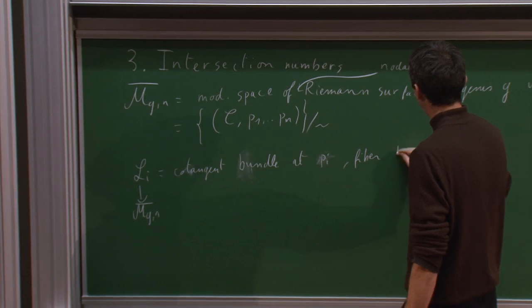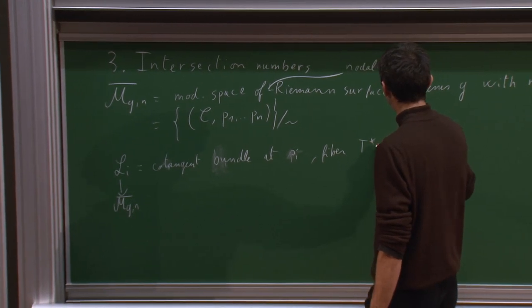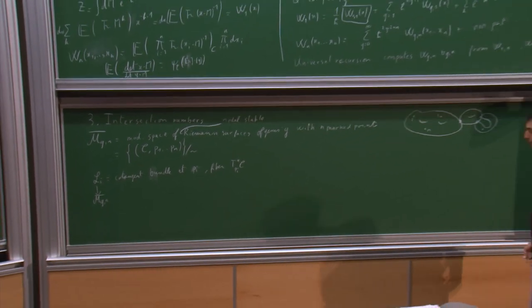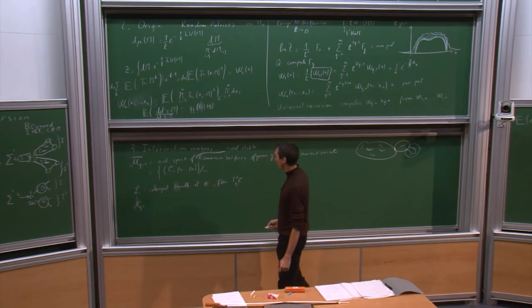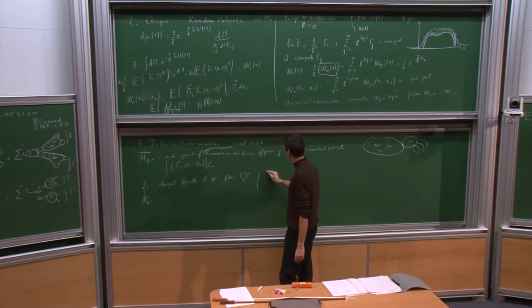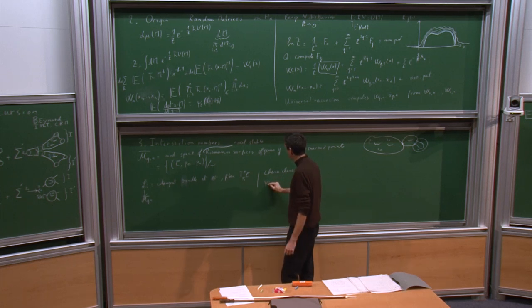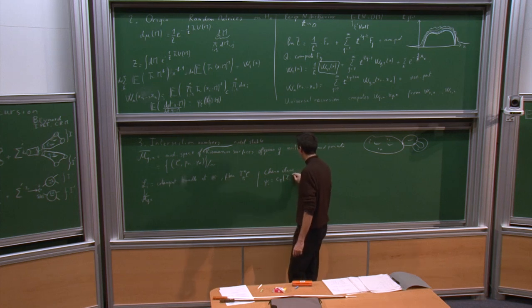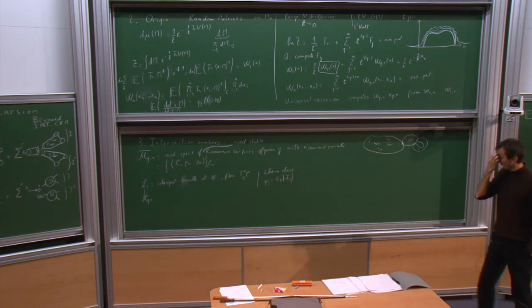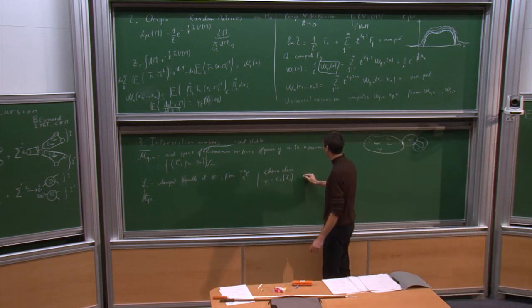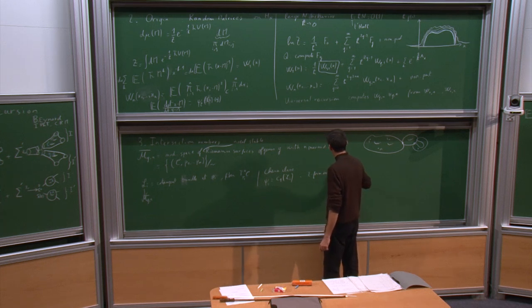So the fiber is T* C at the point p_i. For such a cotangent bundle, you can define the Chern class, which we shall denote psi_i, equals the Chern class of L_i. I will not explain how to compute the Chern class, but it is a two-form on M_{g,n} bar.